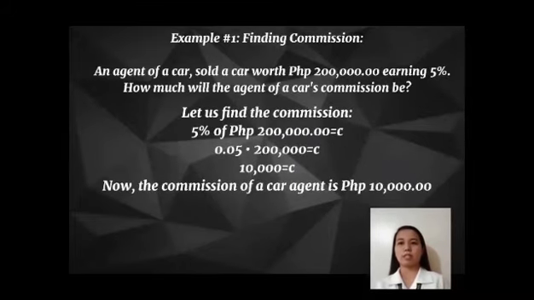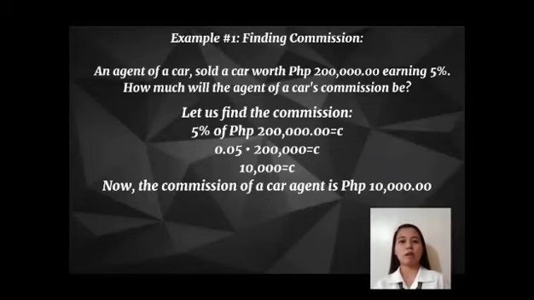Let us find the commission. 5% of 200,000 is equal to C. We convert 5% to decimal. 5 divided by 100. 0.05 times 200,000 is equal to C. 10,000 is equal to C.